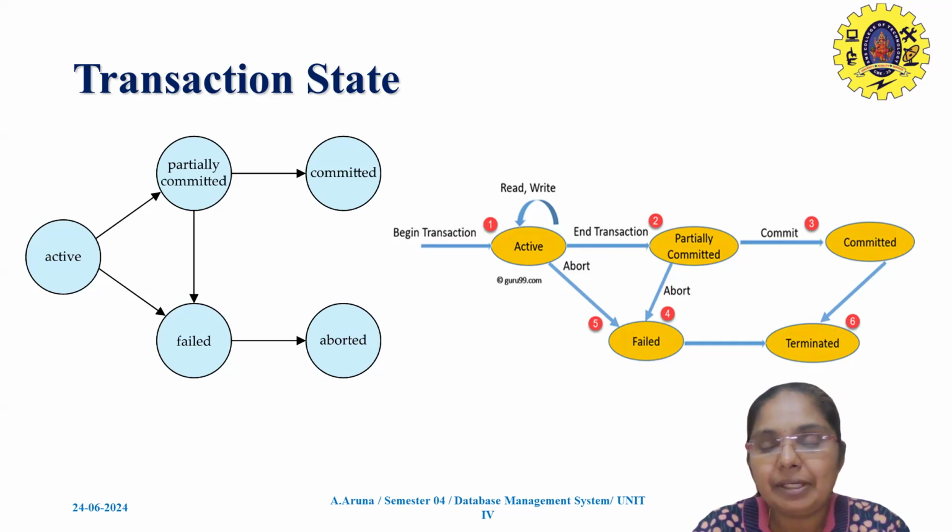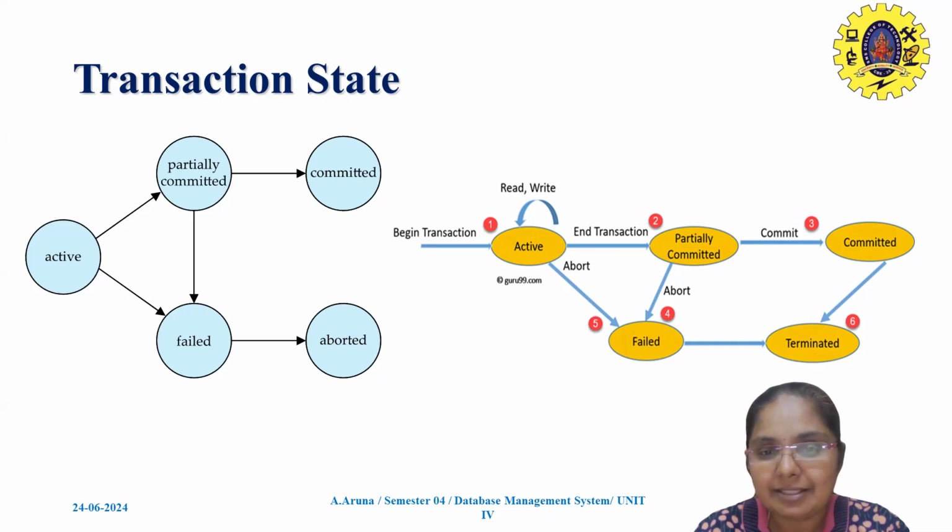Either it is partially committed or committed. If it is partially committed, it leads to failure. If you identify that it is a failure, definitely it will abort or roll back to my active state. See through my second diagram, where I have explained in detail how the transaction takes place.